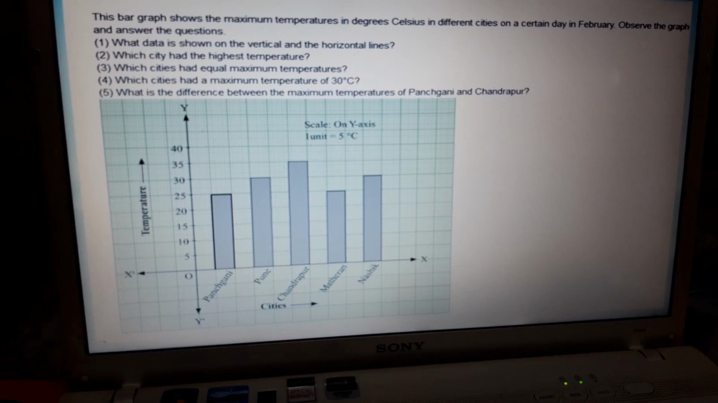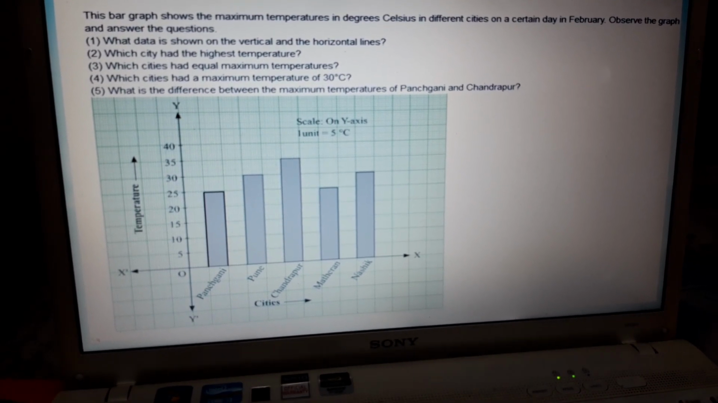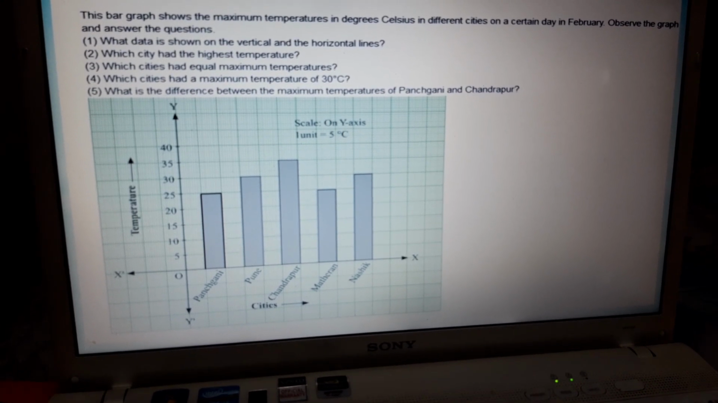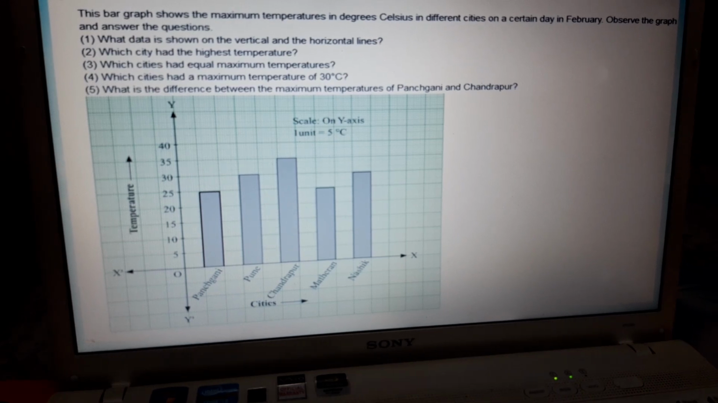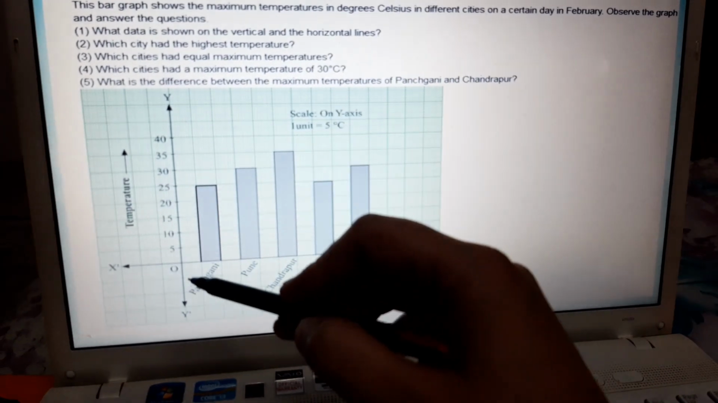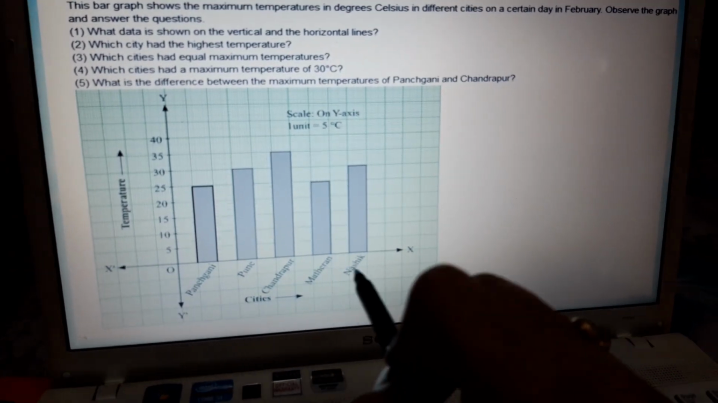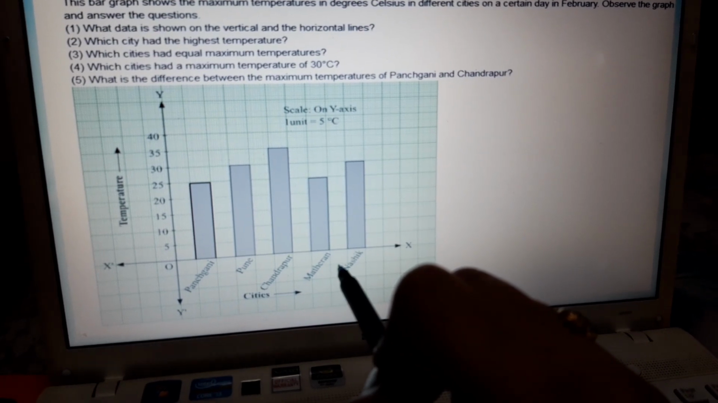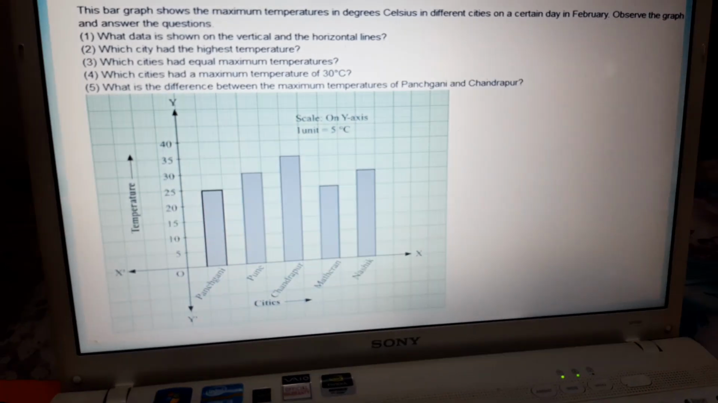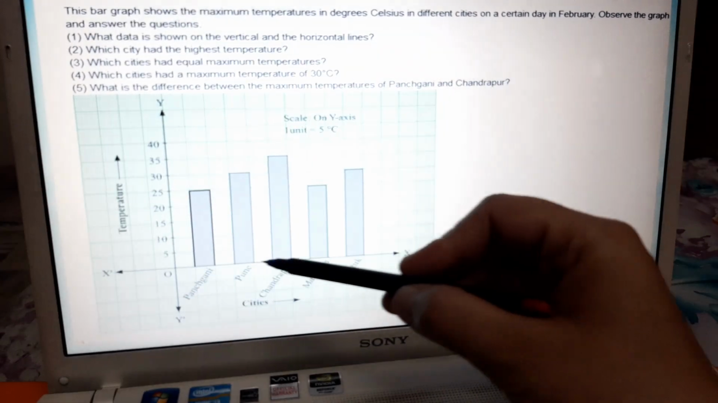Next is the question. This bar graph shows the maximum temperatures in degrees Celsius in different cities on a certain day in February. Observe the graph and answer the questions. First question is, what data is shown on the vertical and the horizontal lines? You can see easily on the vertical we have temperature in degrees Celsius, and on the horizontal line we have different cities. Second question is, which city had the highest temperature? Highest temperature means the maximum temperature.